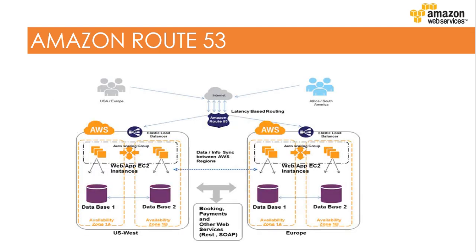Here, users from the USA, Europe, Africa, or South America connect with Route 53, and the request goes through different regions like US East and European regions, connecting with load balancers, and so on.